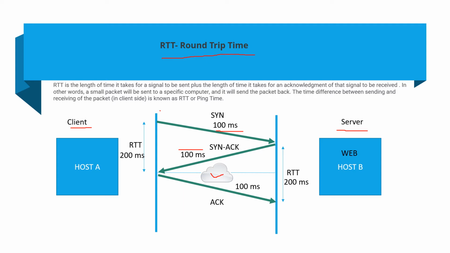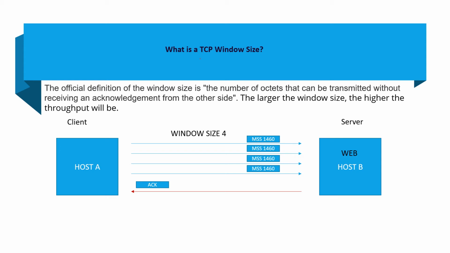So technically we can say I'm sending a small packet to the destination, and once I receive the acknowledgement from the destination at our source, the time period between these two packets is what we call the RTT. On my screen, we can see I have a client and a server, and I'm running some sort of web application on host B. And this is the SYN, SYN-ACK, ACK when you complete the three-way handshake. So SYN goes from client to server, SYN-ACK comes from server to client, and then the final ACK goes from client to the server.